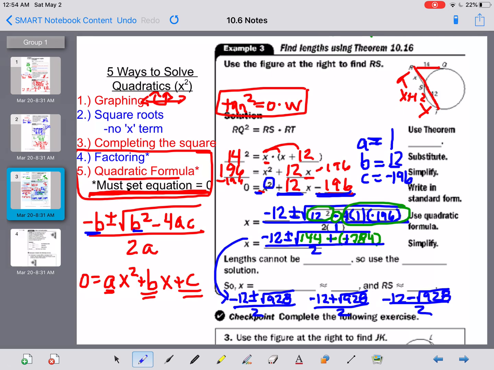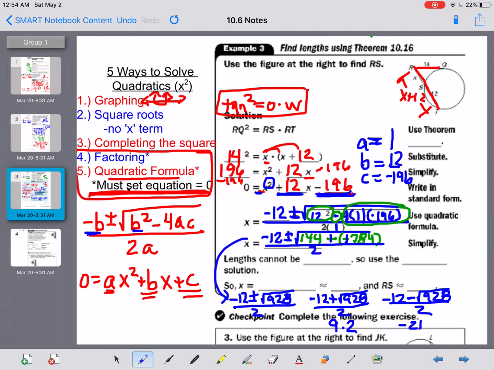Okay? And I get a positive 9.2. I rounded it, by the way. It doesn't come out whole. All right, let's try the second one. Negative 12 minus the square root of 928. Hit equals. Get that decimal. It's a big decimal. Divided by 2. Okay, I get negative 21.2.